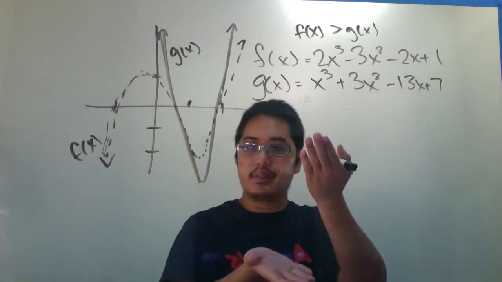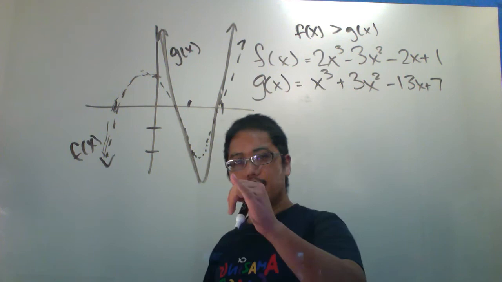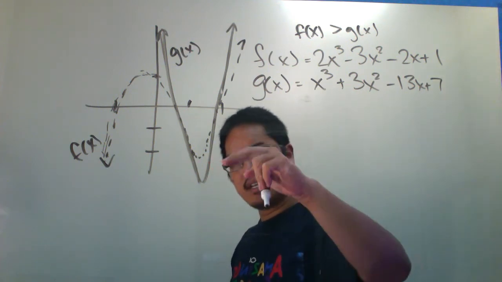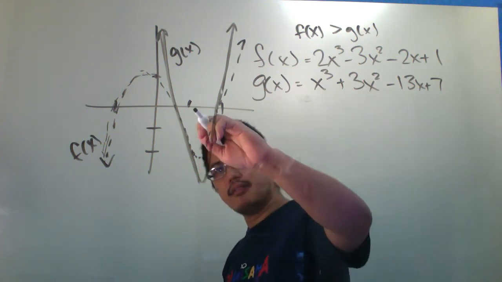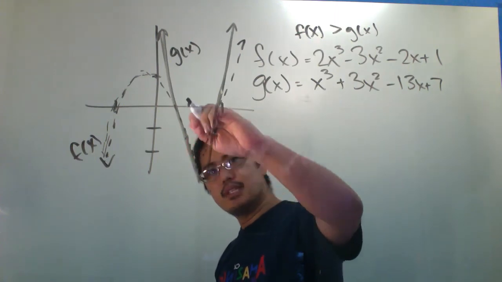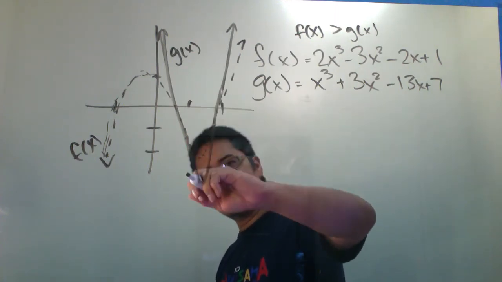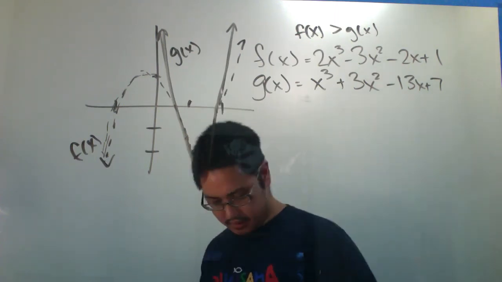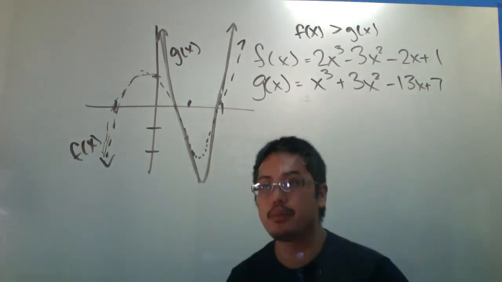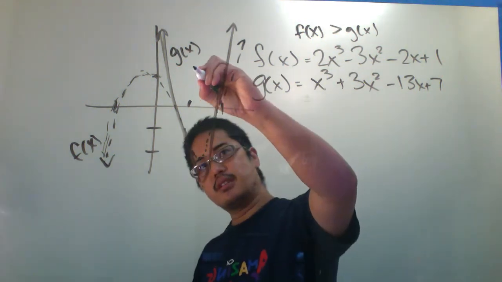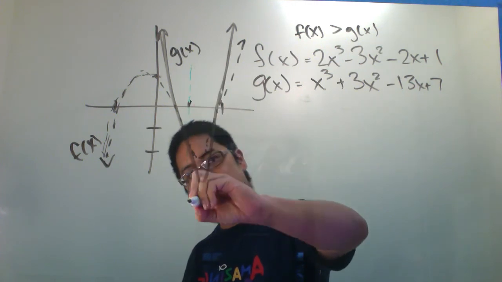Which one's on top? So my f of x is actually bigger. It looks to me like my f of x is bigger between this, let's use a green marker, in this region right around here.